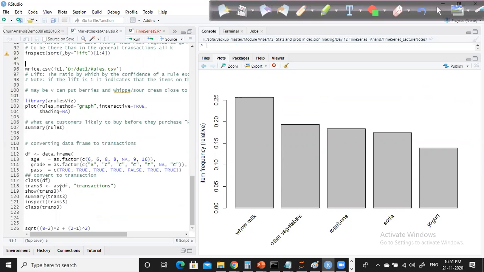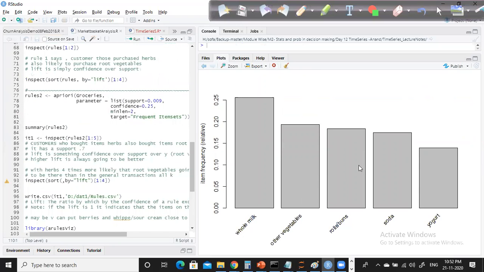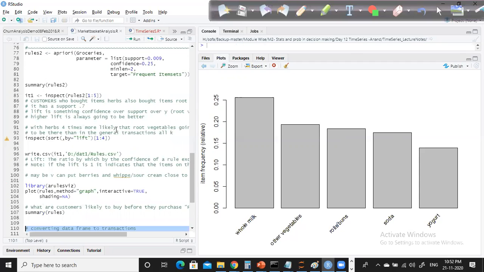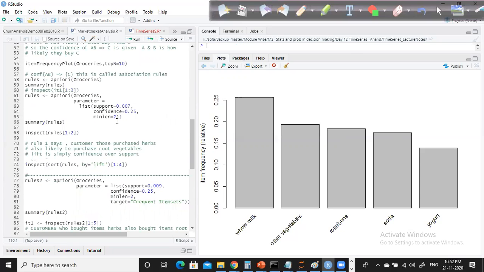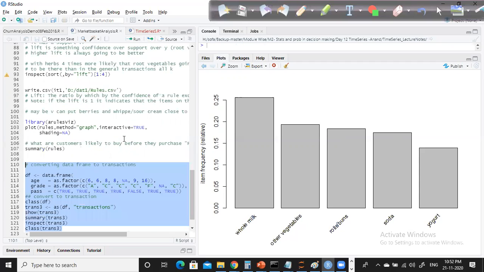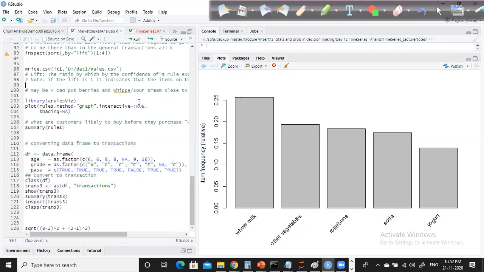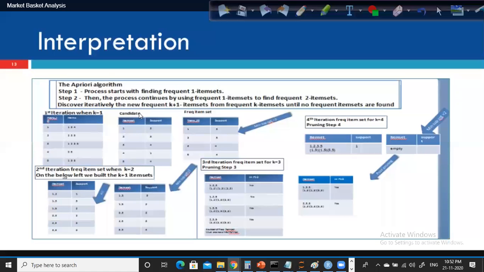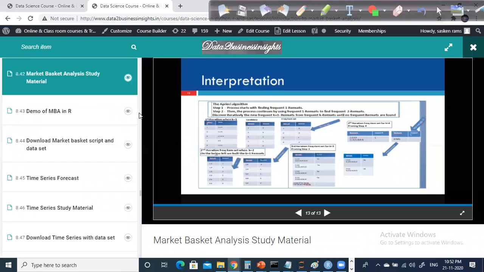You take your data frame and use the as function. That is the beauty of R. Once you convert it into a sparse matrix, you can use this package to plot the frequent items, and also you can use support count and confidence values to filter the less frequently bought items. That way it will be helpful. It's a very simple algorithm, as are market basket analysis and time series.